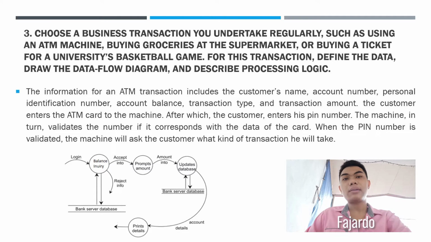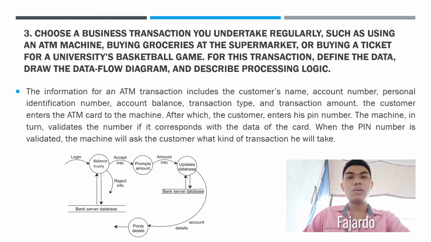The customer enters the ATM card to the machine, after which the customer enters his PIN number. The machine in turn validates the number if it corresponds with the data of the card. When the PIN number is validated, the machine will ask the customer what kind of transaction he will take.